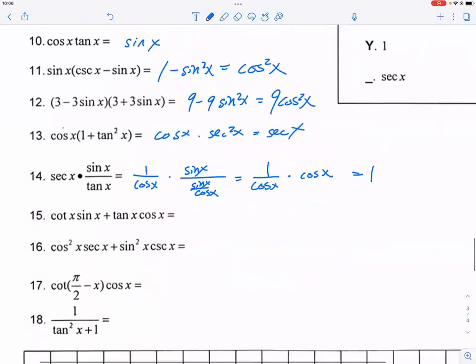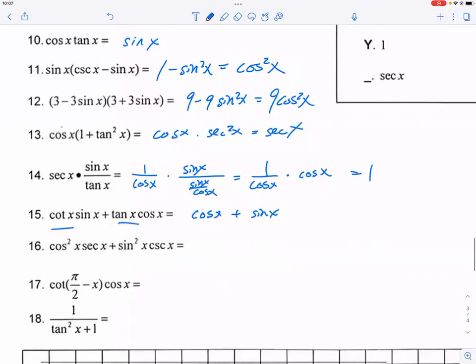Okay. And then for number 5, it's simply cosine x plus sine x. If you change the cotangent and change the tangent, it's a very easy way to simplify it. And then for number 16, if you change the secant x and cosecant x, then you would also see that it's just cosine x plus sine x.